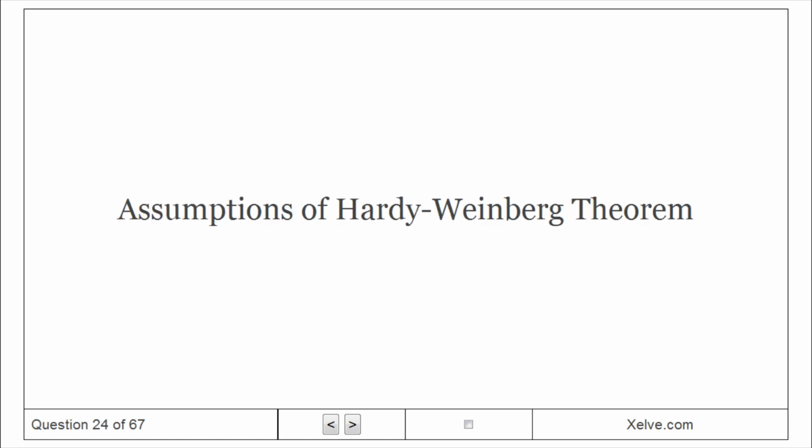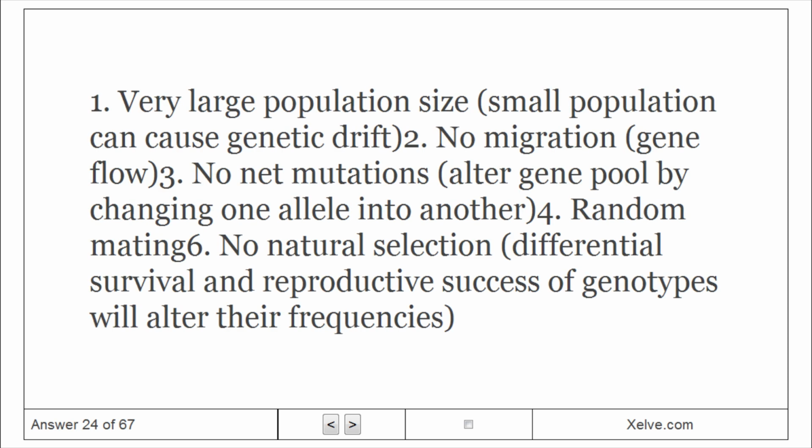Assumptions of Hardy-Weinberg theorem. 1. Very large population size. Small populations can cause genetic drift. 2. No migration, gene flow. 3. No net mutations, which alter the gene pool by changing one allele into another. 4. Random mating. 5. No natural selection. Differential survival and reproductive success of genotypes will alter their frequencies.